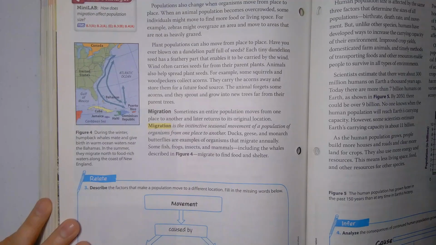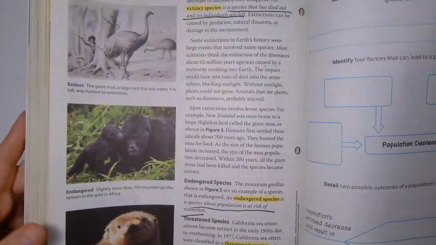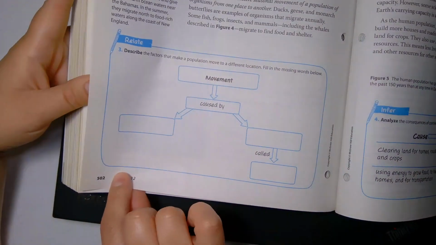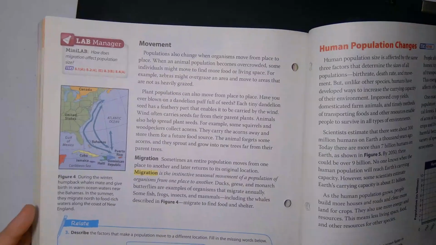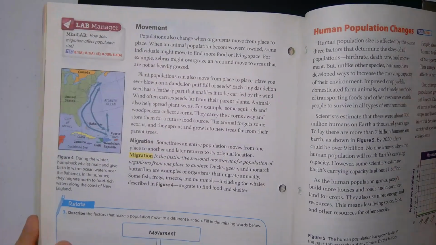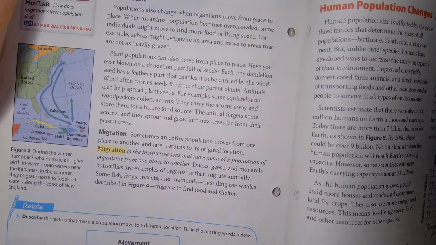Okay, so your assignment today was to read pages 502 to 505. So I guess this is pretty much where you stopped last week. You were supposed to do this page last week. So 502, that's where we're going to start off.